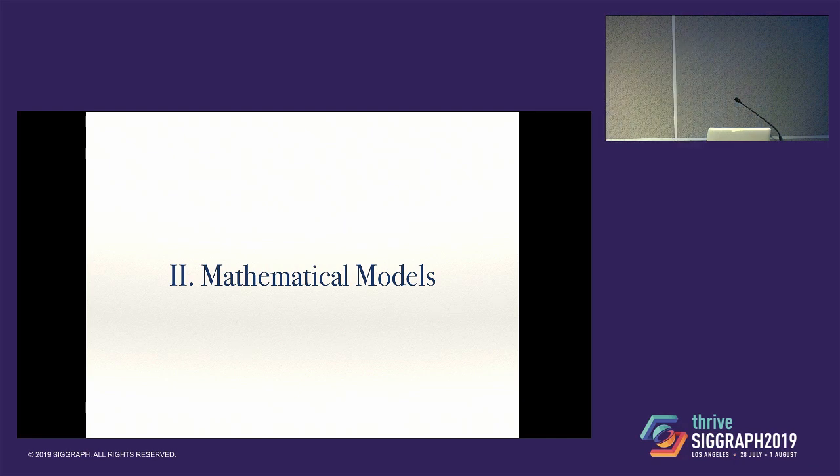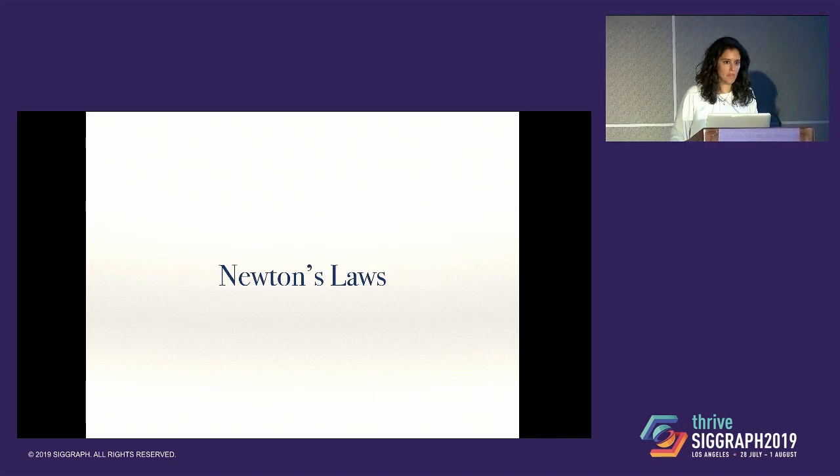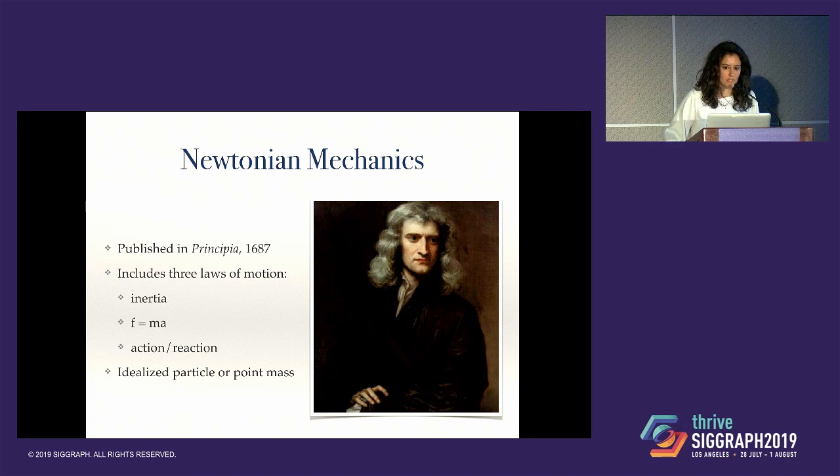Thanks, Adam. All right, so we're going to talk about some of the mathematical models that are underlying physics-based animation. And among the most important here are Newton's laws of motion. So Newton published these in the Principia in 1687, and that includes 3 laws of motion. Newton's first law, the law of inertia, Newton's second law, F equals ma, and Newton's third law, which is the law of action-reaction. And among other problems, Newton studied the motion of planetary bodies.